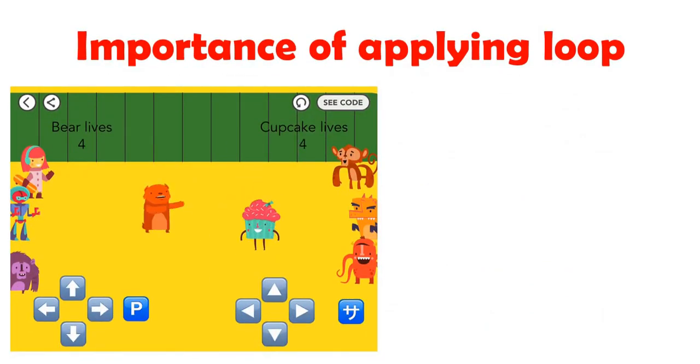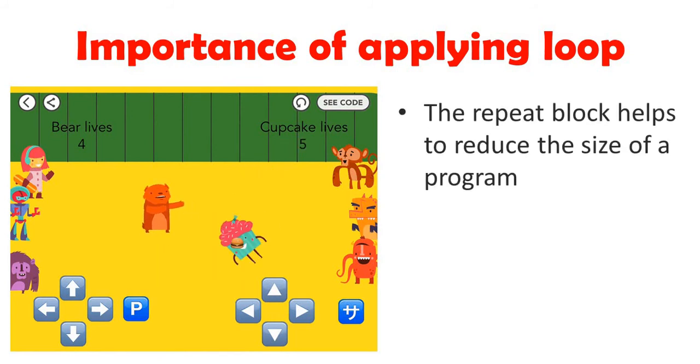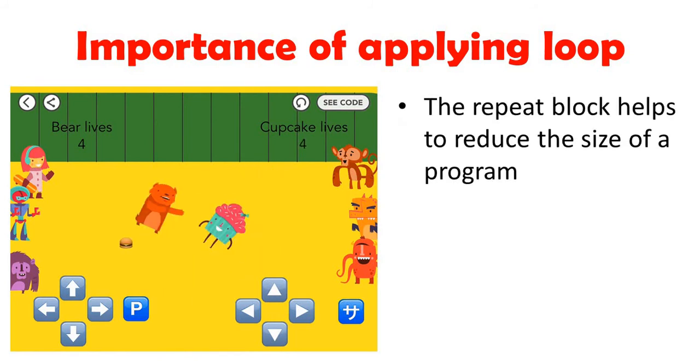We have so many importance of applying loop, and I know that every one of you also have one or two importance that you would like to tell Mr. Sam. Do not worry, when we are in class, I will hear your own importance. So some of the importance are: the repeat block helps to reduce the size of a program. Yes, instead of putting so many blocks that can be called over and over again, you just put a repeat block and put how many times you want it to be.